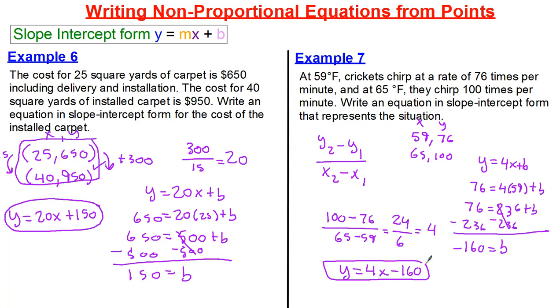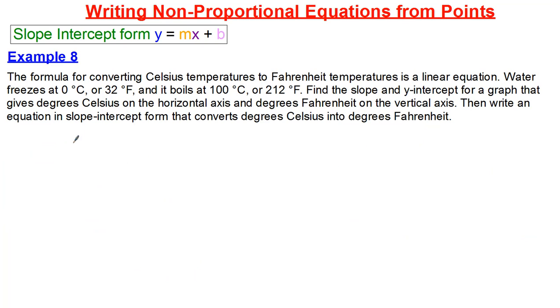Now, let's just see if this works. So 59 times 4 is going to give me 236. If we go ahead and subtract 160, we're going to get 76. So that definitely works. Alright, now let's go ahead and try this last example. So we have the point 0, 32 and then 100, 212. So we got y2 minus y1 over x2 minus x1. So 212 minus 32 is going to give me 180.